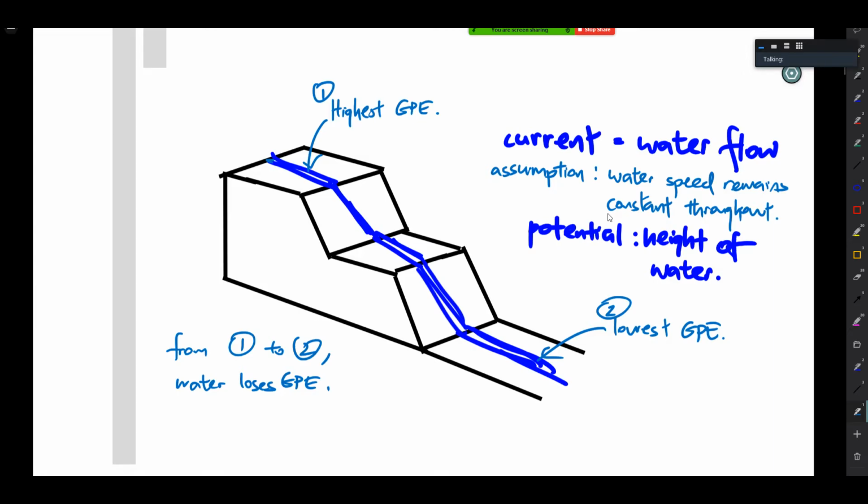We note that point number 1 has the highest GP, and point number 2 has the lowest GP. So it's the same as potential. Basically, this amount of charge will continue to flow, and as it flows it will start to lose energy. As it goes from here to here, it will lose some energy, and as it goes from here all the way down to this point, it will continue to lose energy. Now this is the idea of volts.